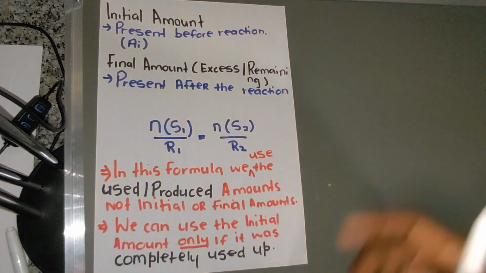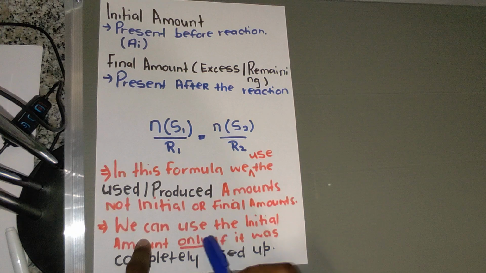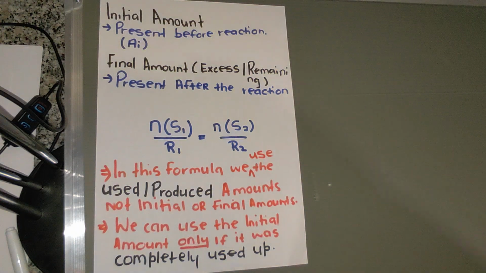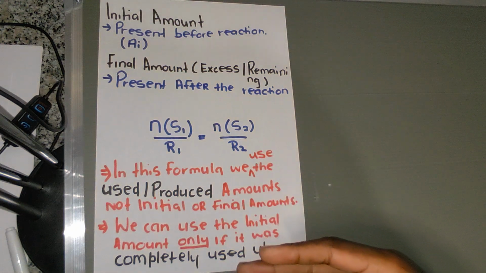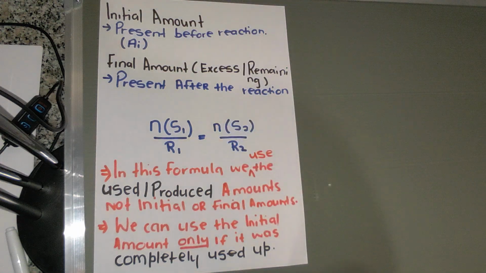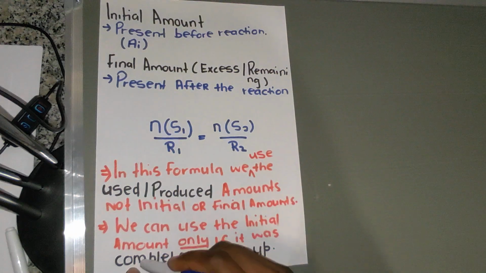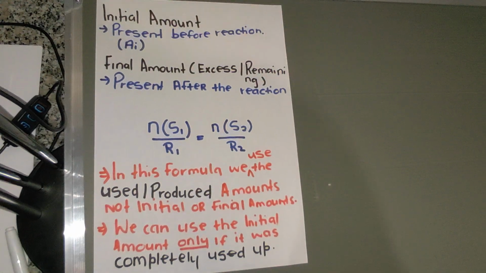But we can use the initial amount at a given condition. We can use the initial amount if and only if it was completely used up. They can say to you, initially 3 moles were present before the reaction, and it was discovered that all those moles were completely used up. So you can use those moles because there was this mention that they were completely used up. So the initial amount can only be used in this formula if it was completely used up. I hope that makes sense.